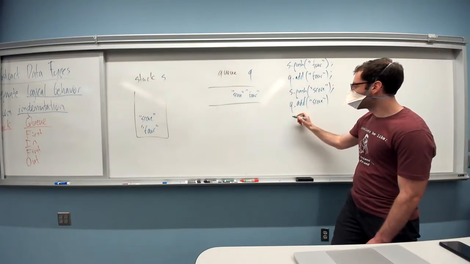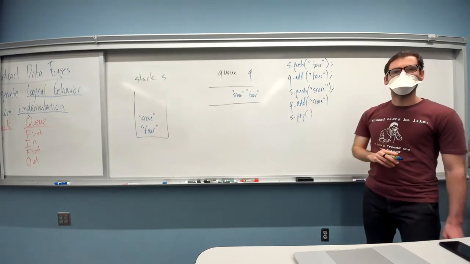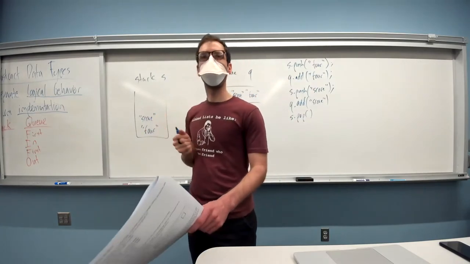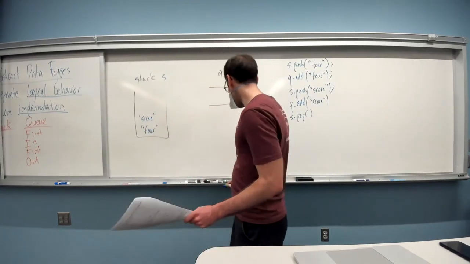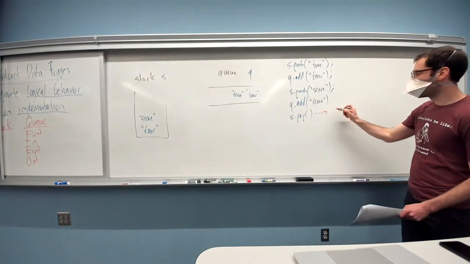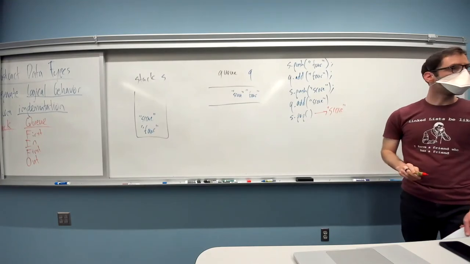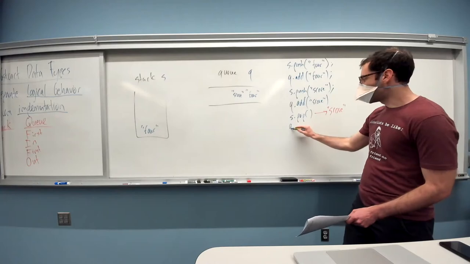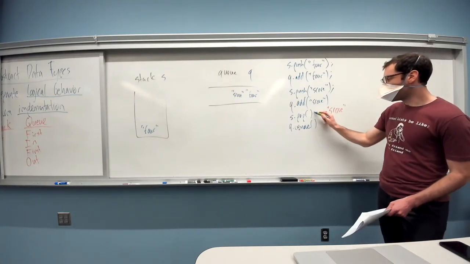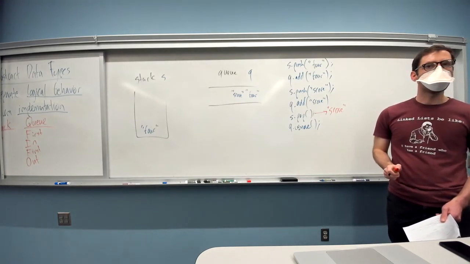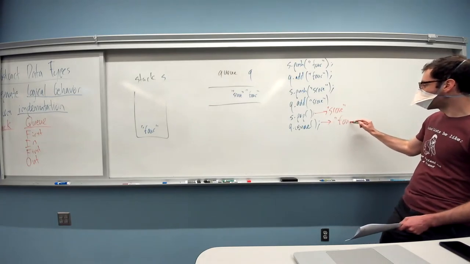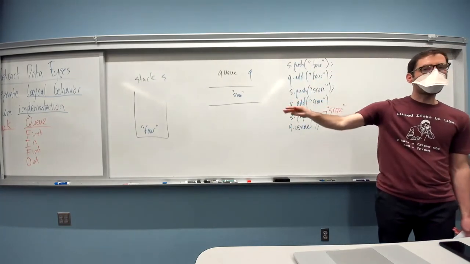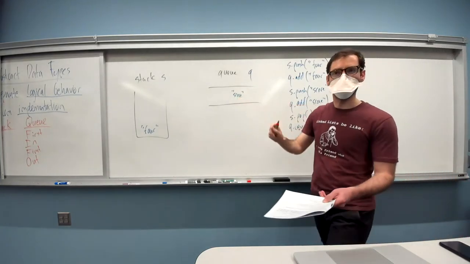If I did s.pop at this point, pop something off my stack, would I get score or 4? Score. Yeah, I would pop off, and this would return the thing on top of the stack, score. Whereas if I did q.remove, will I get 4 or score? 4. Yeah, I would get 4. I'd get the thing at the front of the queue. And if I did pop with stack now, I'd get 4. If I did remove from the queue again, I would get score.